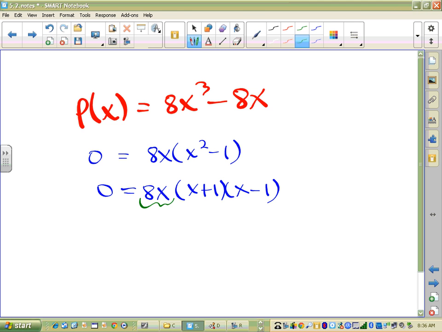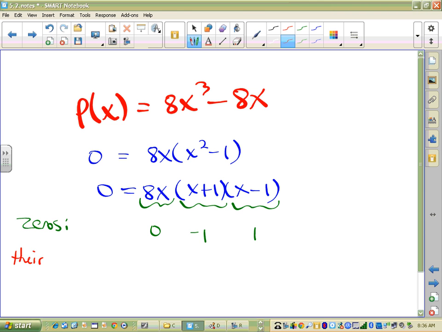And this tells us what is a 0. What's a 0? Somebody said it. Say it again. Say it loud. Say it proud. Thank you. 0 is a 0. And this tells us what else is a 0? Negative 1. Good. And then this one tells us what else is a 0? Positive 1. Now let's look at their multiplicities.